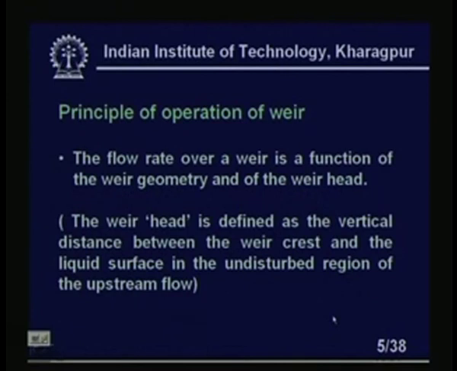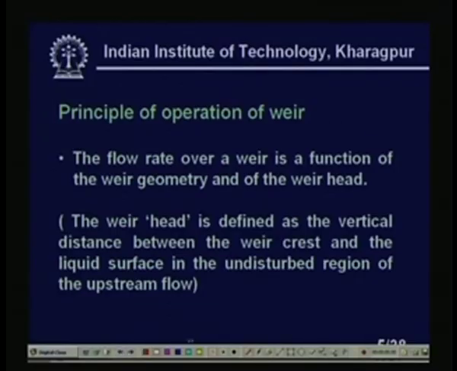Geometry and weir head. What is weir head? Let us look at it. The weir head is defined as the vertical distance between the weir crest and the liquid surface in the undisturbed region of the upstream flow. This term we will use repeatedly: the undisturbed region of upstream flow. So, it looks like this, we will see here.